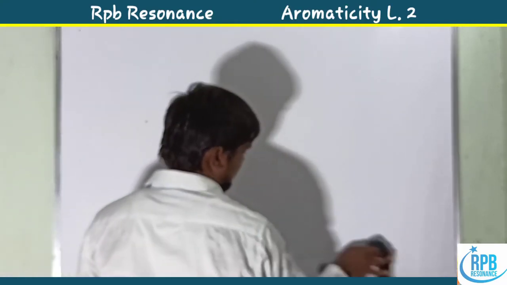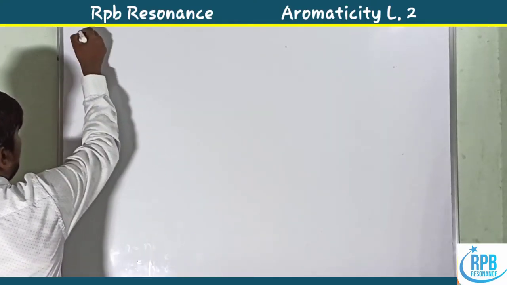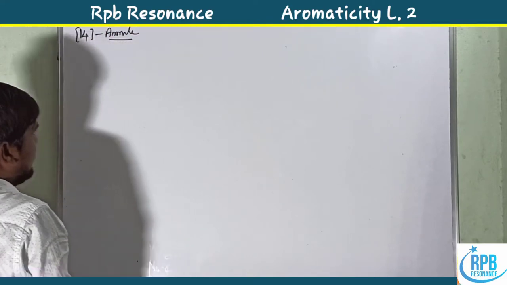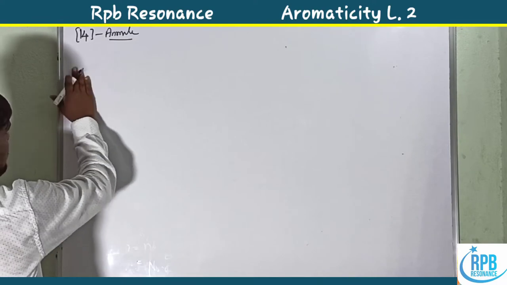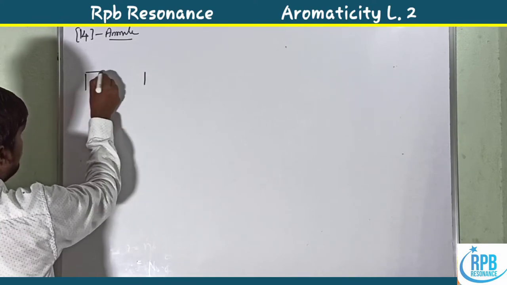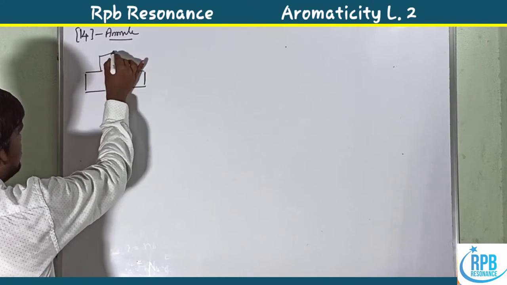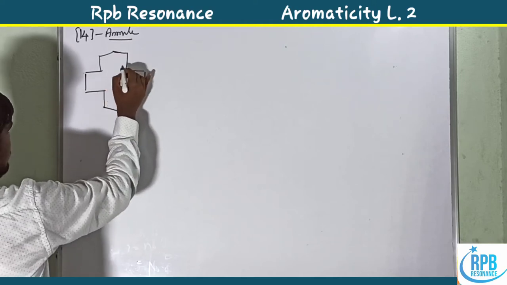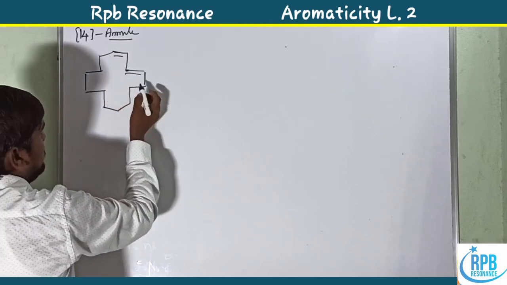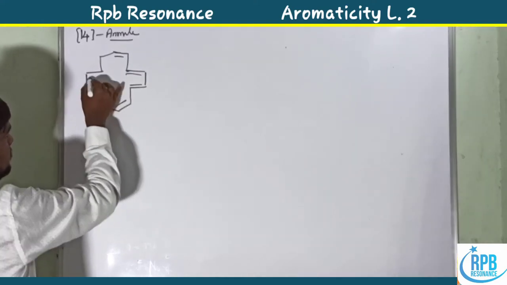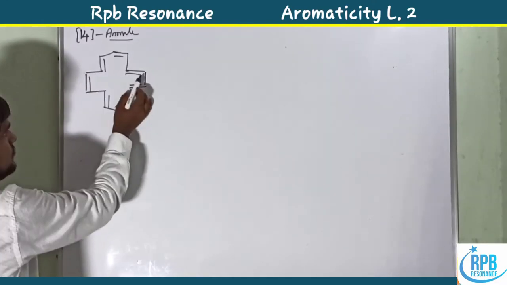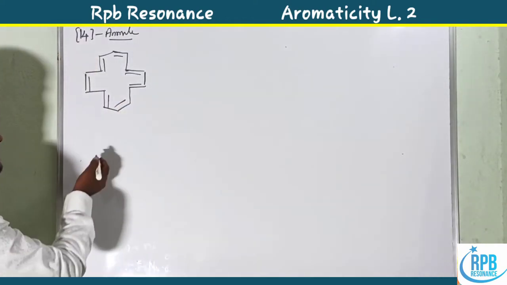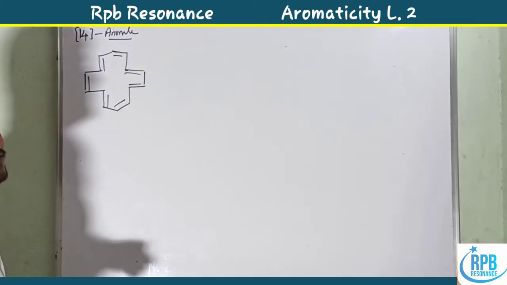Now let's discuss the 14 electron annulene, simply called 14 annulene. The structure of 14 annulene is like this, a very simple structure. Let's draw the double bonds: double bond over here, over here, over here, over here. So 1, 2, 3, 4, 5, 6, 7 double bonds, that means 14 pi electrons. There are 14 carbons, so the peri atoms are 14. That's why it is called a 14 pi electronic system.